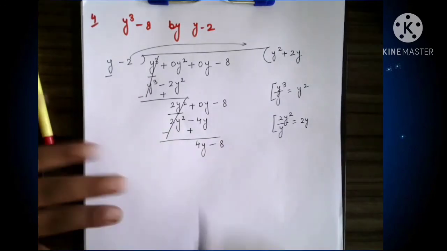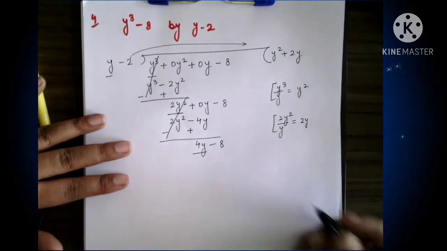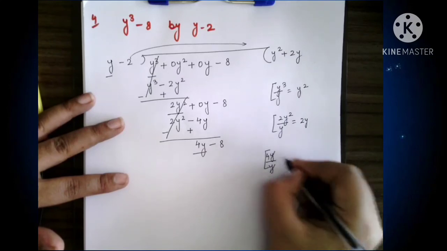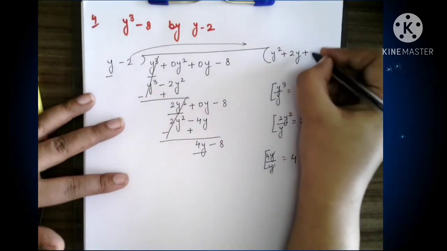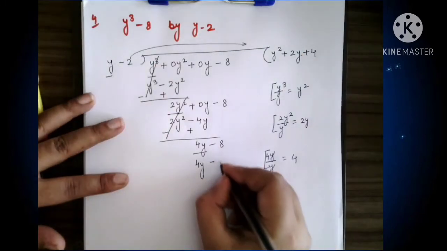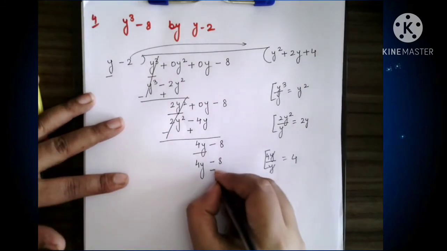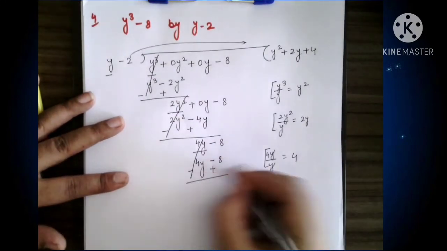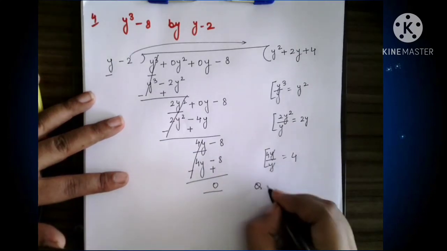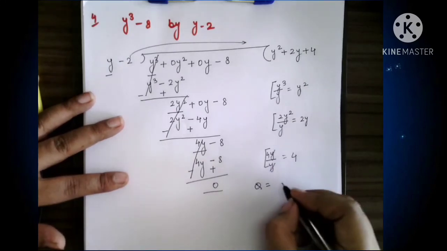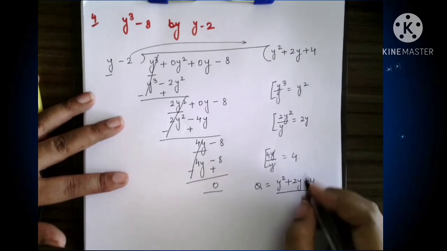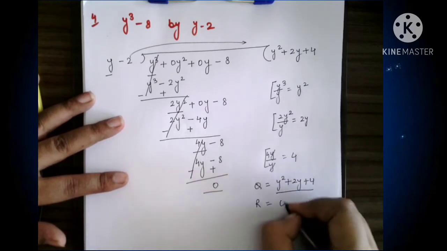Okay, now the same again. First term underline, 4y divided by y. Term is 4. 4y, minus 2 multiplied by 4 is minus 8. Sign change, plus and minus. Cancelled, minus 8 plus 8, that is your 0. So again your quotient is y square plus 2y plus 4, and the remainder is equal to 0.